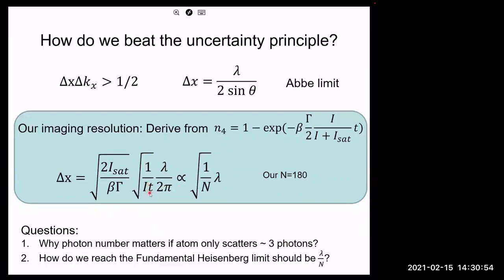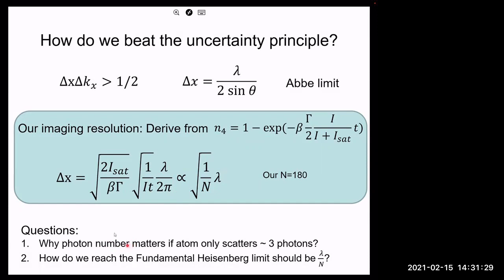If you increase the intensity by a factor of 4, or increase the time by a factor of 4, then the photon number will increase by a factor of 4. That makes sense. Then if you repeat the experiment many times, the photon number that goes in will help you to reduce the statistical uncertainty. However, my question to you is: in our case, we know that the atom only scatters no more than 3 photons, and then the process will stop.